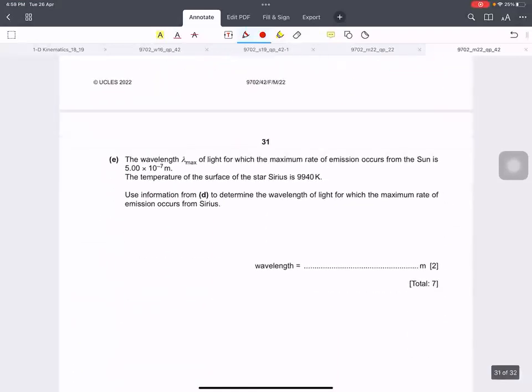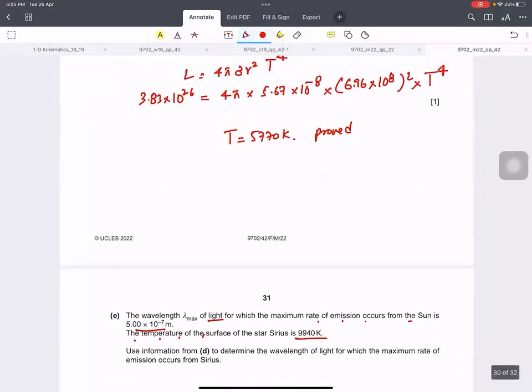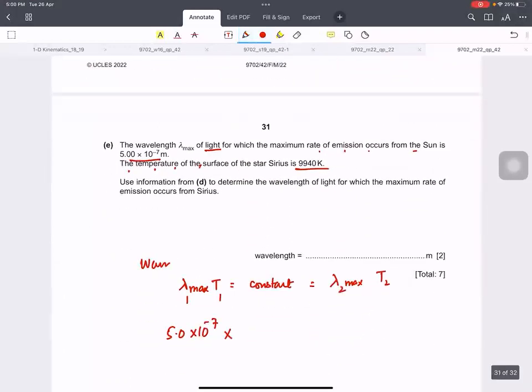अब आ जाओ इधर. The wavelength of light for maximum rate of emission occurs at the sun. The temperature of surface of Sirius is this. Use information to determine the wavelength of light for which the maximum rate of emission occurs from Sirius. बड़ा आसान है. Wien's constant इधर लगेगा. Wien's constant is lambda max times T equals constant. So we can say lambda 1 T1 equals lambda 2 times T2. अब पहली उसने wavelength sun की दे दी है, that is 5.0 times 10 raised to -7. Temperature sun का भी हमने निकाला है 5770. अच्छा, lambda 2 हमने निकालना है और temperature क्या है 9940. So lambda 2 is, so easy.